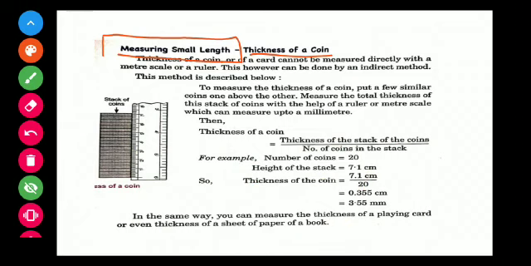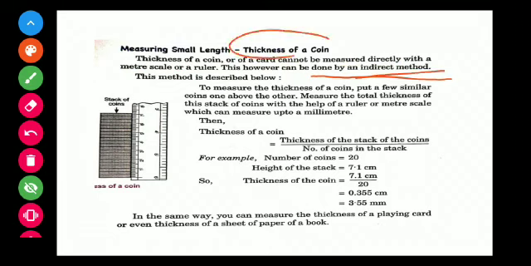If we want to measure the thickness of a coin by the direct method, it is tough. For this we use the indirect method. The thickness of a coin or a card cannot be measured directly with a meter scale. It is very tough to measure the thickness of a coin directly with the meter scale. However, we use the indirect method to measure the thickness of a coin.